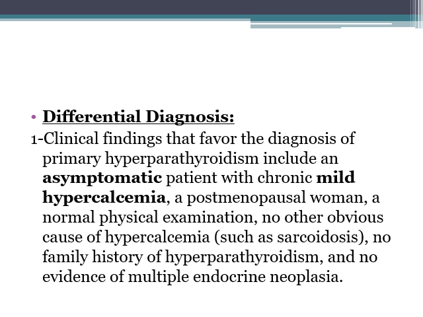In differential diagnosis or differentiating different types of hyperparathyroidism, in primary hyperparathyroidism, the patient is usually asymptomatic with chronic mild hypercalcemia in a post-menopausal woman with normal physical examination, with no family history of hyperparathyroidism and no evidence of multiple endocrine neoplasia.